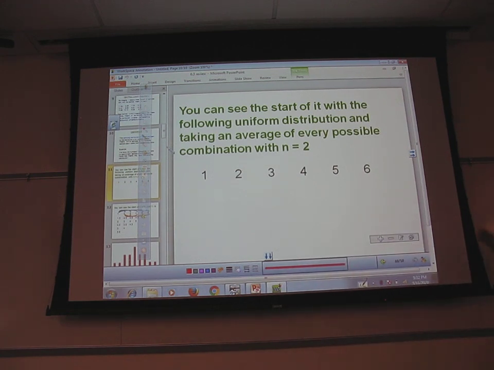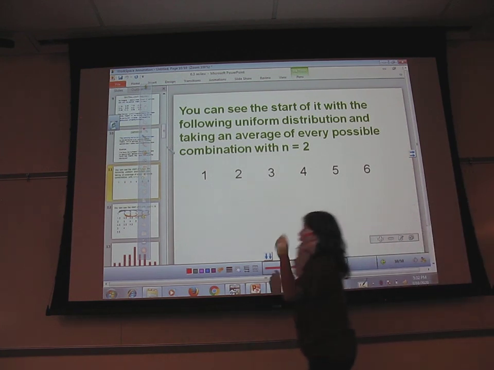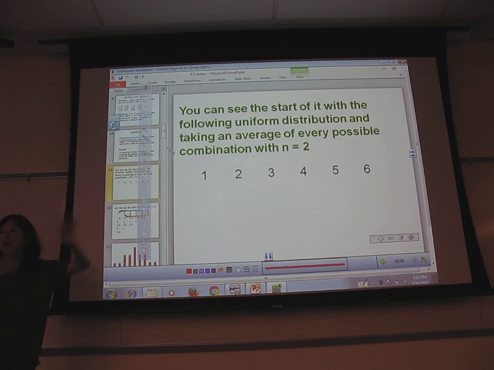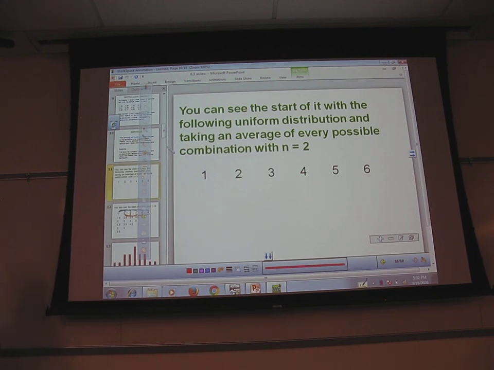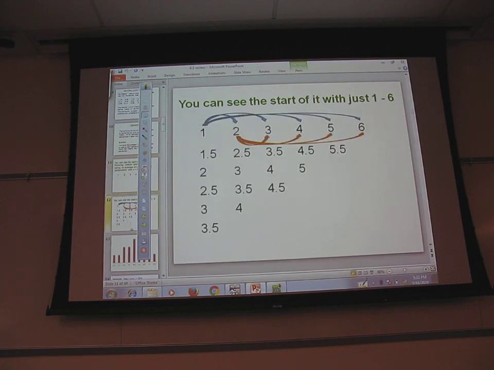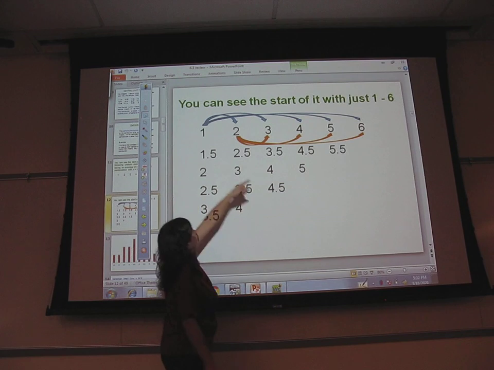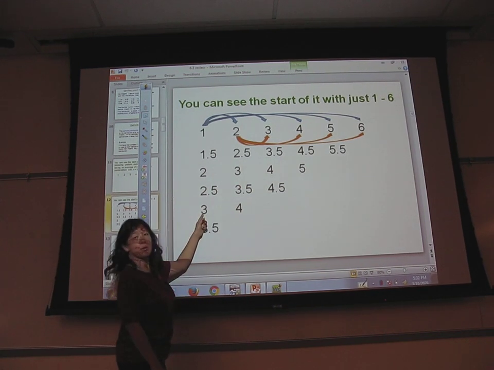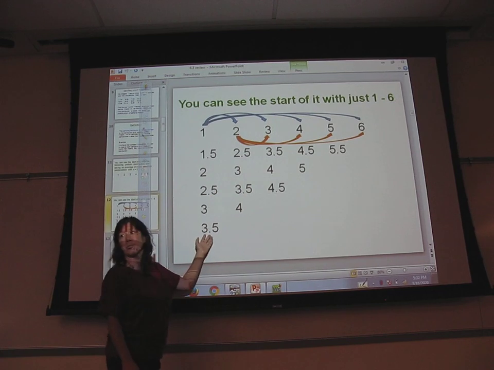So if I took every possible combination, I'm just going to take 2 of them and average it. I'm going to take another 2 of them and average it. Every possible combination of grabbing 2 of them and averaging them. This is what I get. All right, I take 1 and 2, average them, 1.5. 1 and 3, average those, 2. 1 and 4, average those, 2.5. 1 and 5, average them, 3. 1 and 6, if I average those 2, I get 3.5.